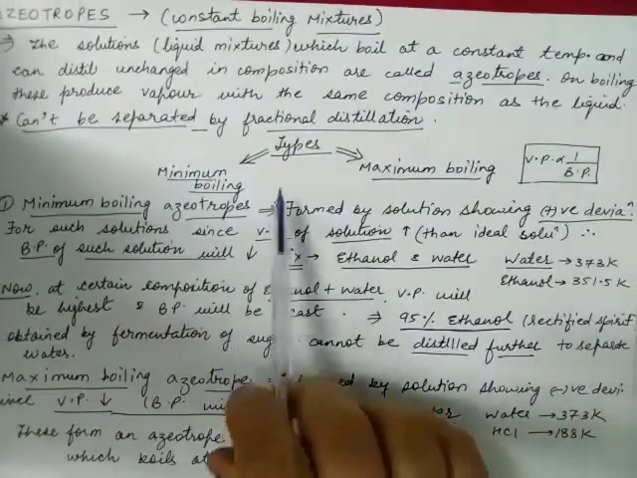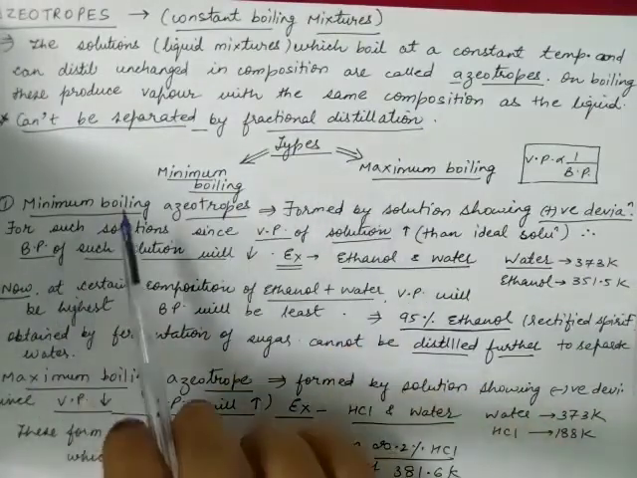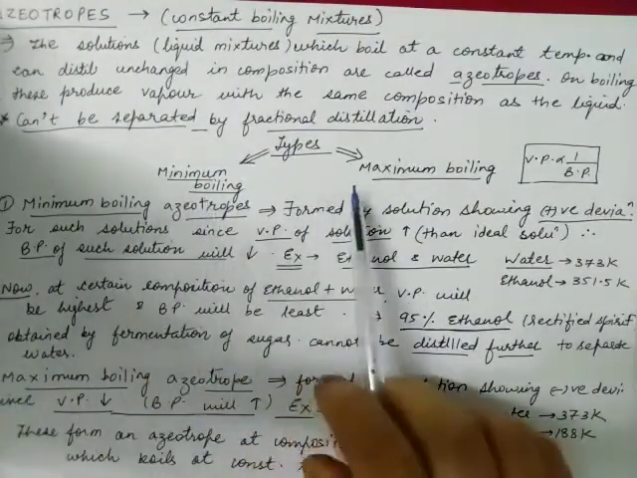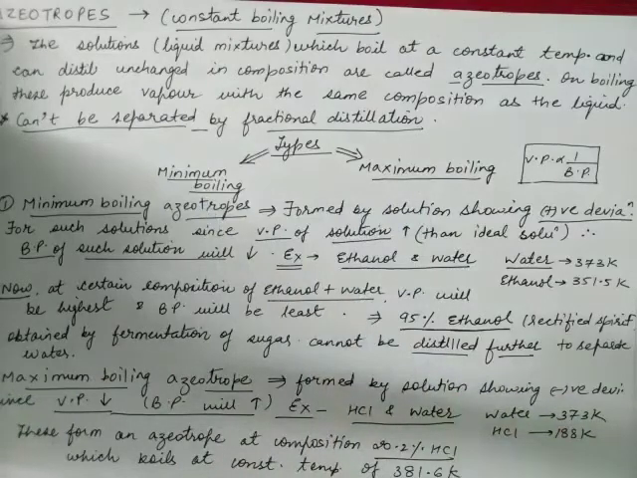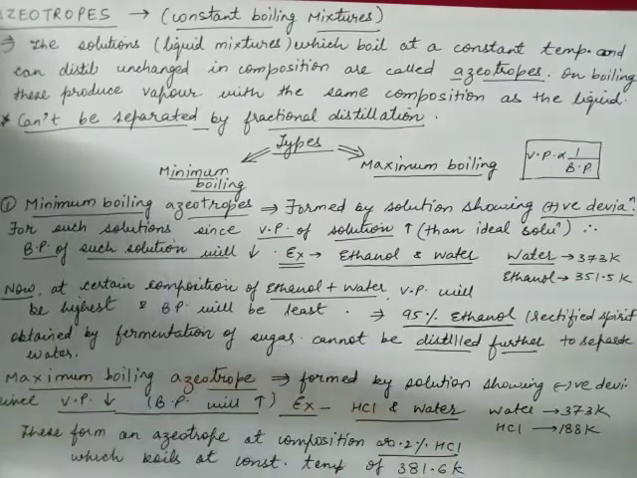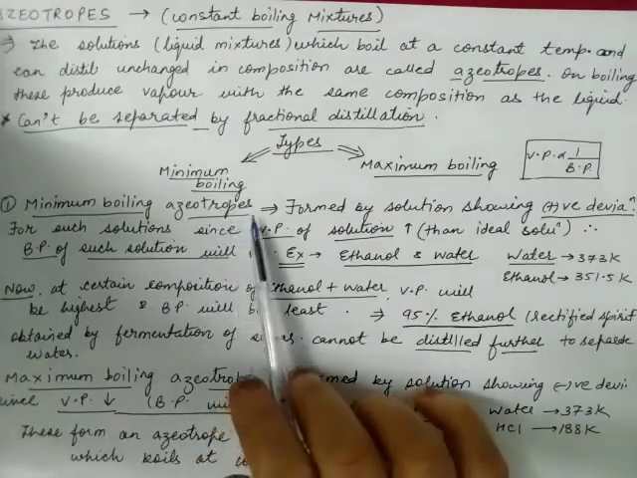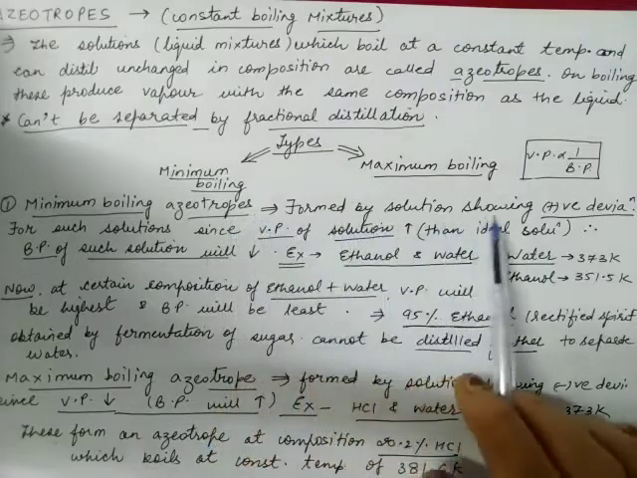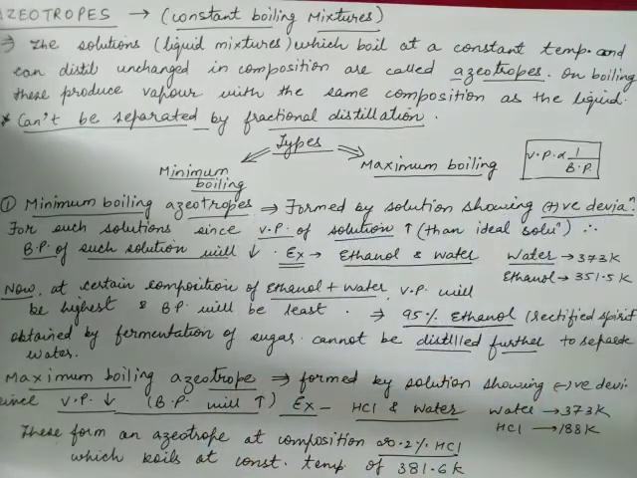Now, there are two types of azeotropes. The first is minimum boiling azeotrope and the second is maximum boiling azeotrope. Now let's discuss them one by one. Now first is minimum boiling azeotrope. Minimum boiling azeotrope is formed by the solution which shows positive deviation from Raoult's law.